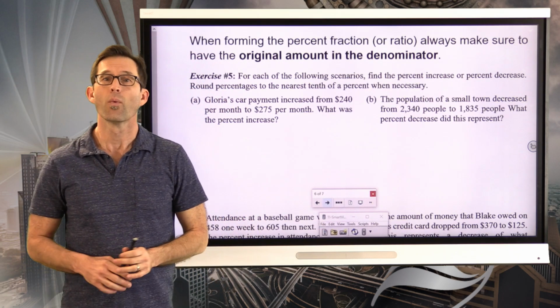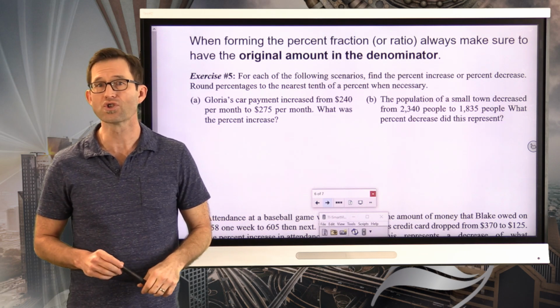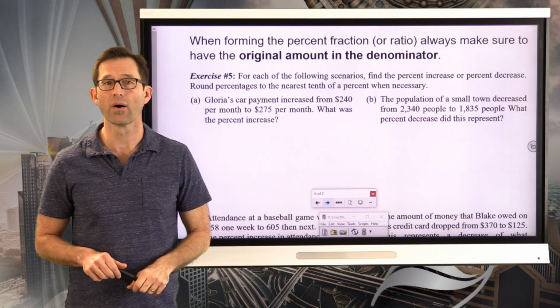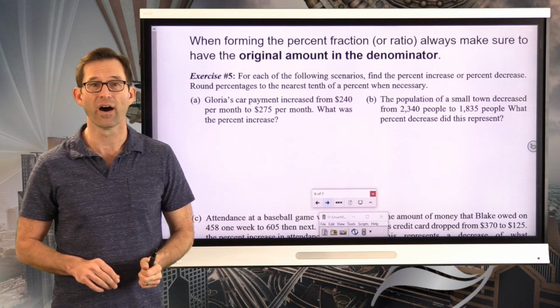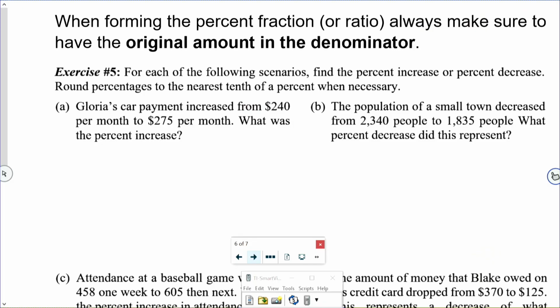Here we go. When forming the percent, fraction or ratio, always make sure to have the original amount in the denominator, as if I haven't mentioned that enough. Exercise number 5. For each of the following scenarios, find the percent increase or percent decrease. Round percentages to the nearest tenth of a percent when necessary. Letter A, Gloria's car payment increased from $240 per month to $275 per month. What was the percent increase?